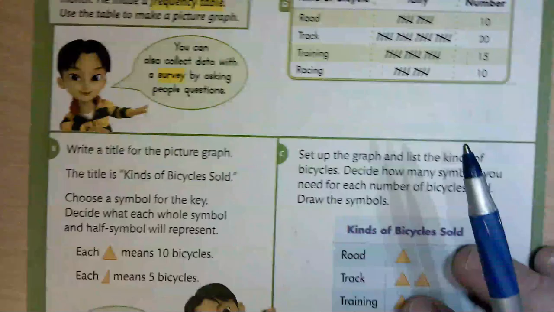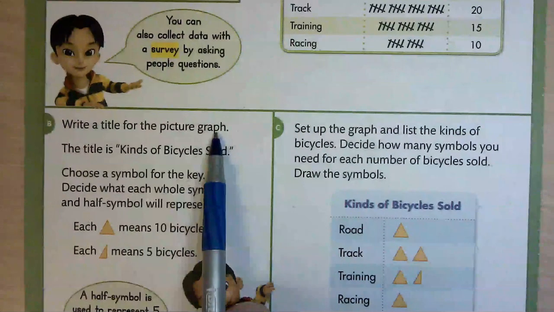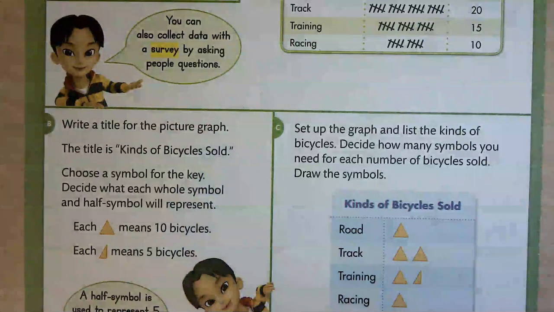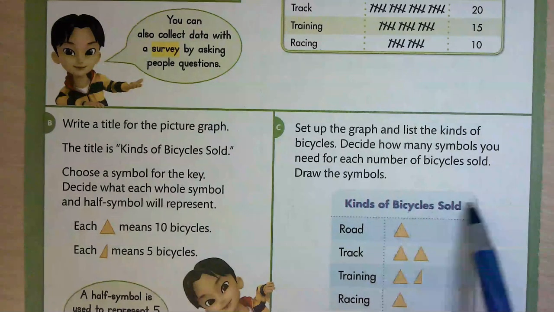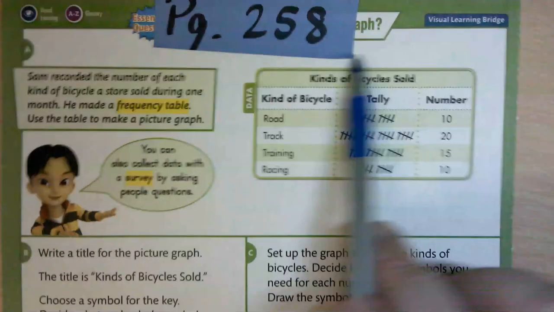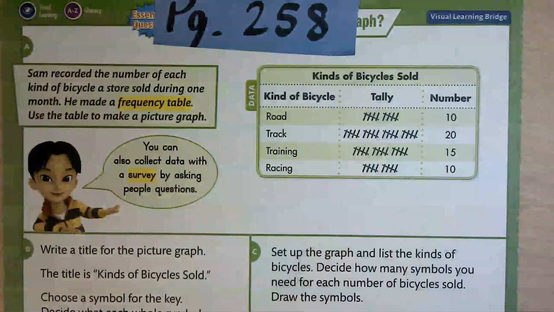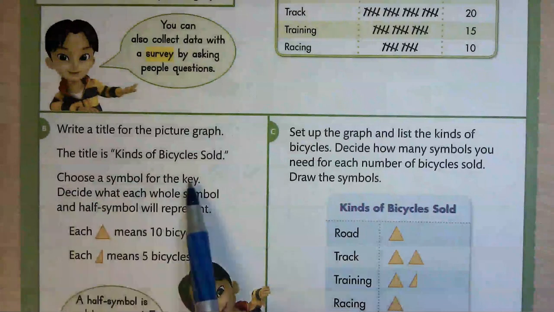All right, so let's go down here to box B. It says, write a title for the picture graph. Well, if we're drawing a picture graph here, we need to be able to write some sort of title. And so this one, the title is kinds of bicycles sold. It will always be at the top, just like in our frequency table. It helps us to be able to say, oh, I know what this is actually giving us, what type of information.